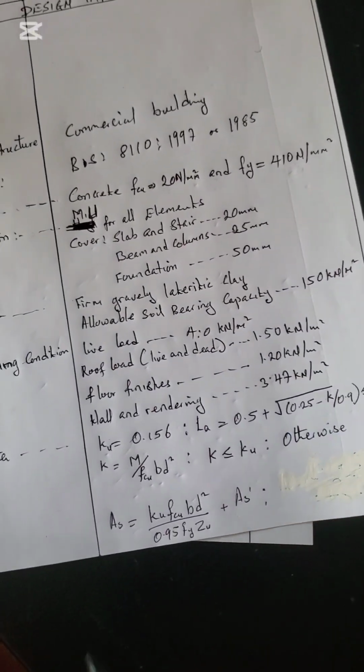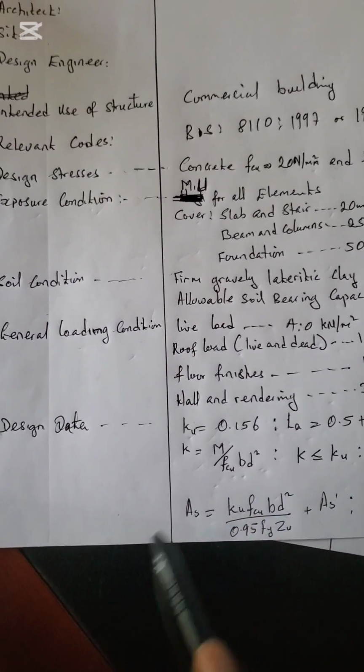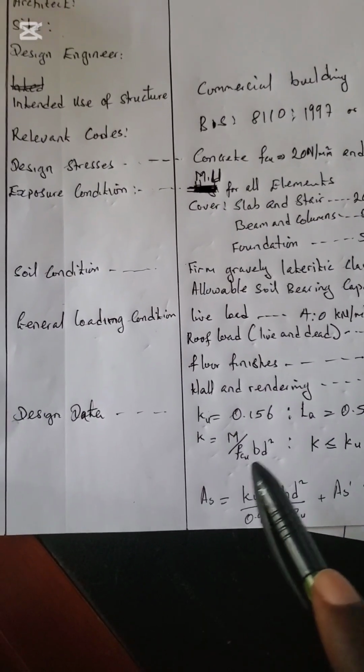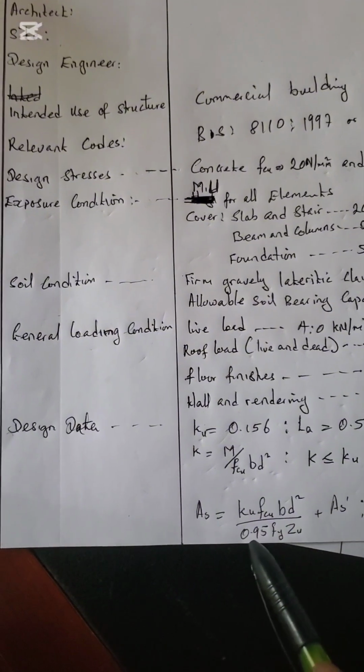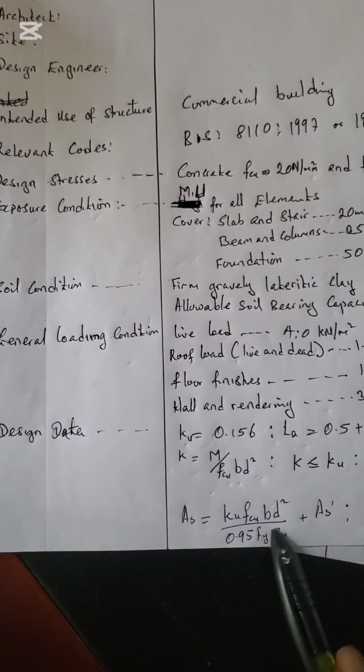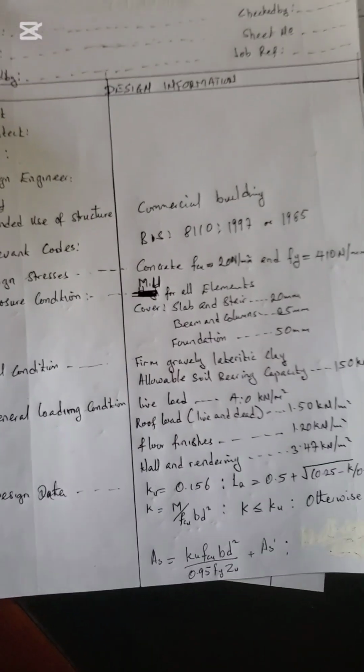All right. Then As should be K FCU BD square over 0.95 FY Z. Fy is the characteristic strength of steel.